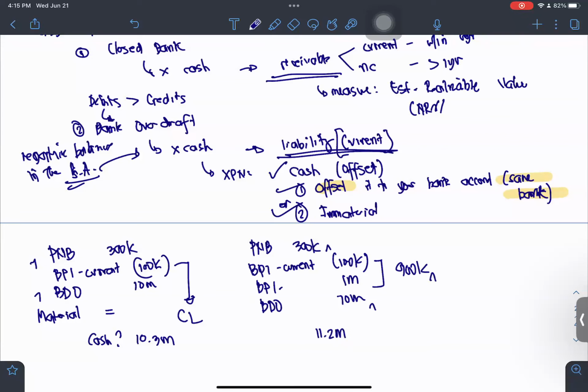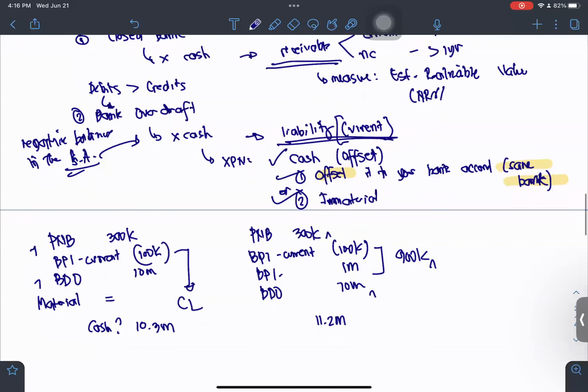So again, for a bank overdraft, just remember the treatment is that you can offset it to the same bank. Or you can also offset it if ever it is immaterial. But as a general rule, if any of the two items are not present, then it will be treated as current liability.